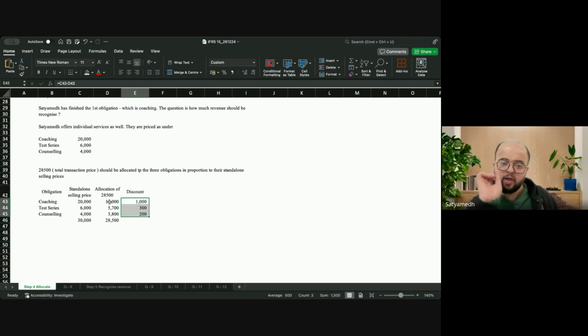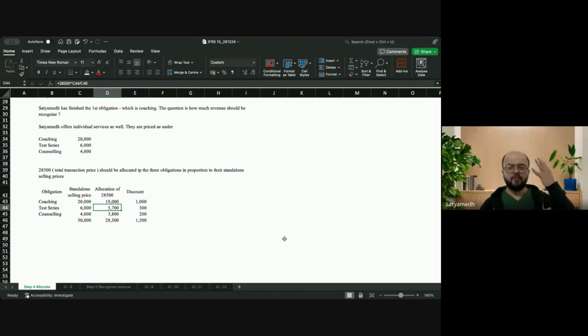You have a product-wise discount also. The total comes to 1,500. So when the company wants to prepare its management accounts and see which service got how much revenue, that data is also easily available. From a financial perspective, by the end of March, I have finished coaching, so I will recognize 19 as revenue. Later, when I finish the test series, I will recognize 5,700 as revenue. And when I provide counseling, I will recognize 3,800 as revenue.